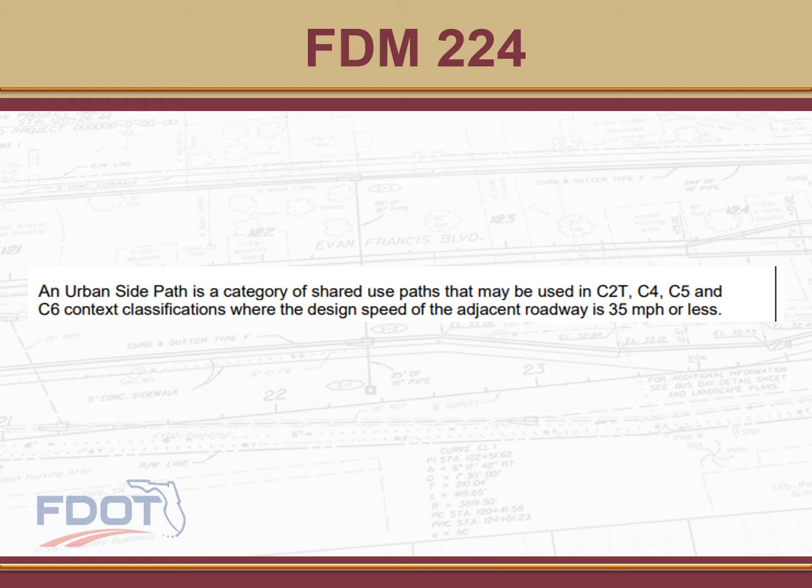An urban side path is a shared use path in more urban contexts where the posted speed limit in the adjacent travel lane is lower than it would be in other contexts. And we added this as a way to provide another option for a separated bicycle facility to hopefully provide a low stress bicycling option.